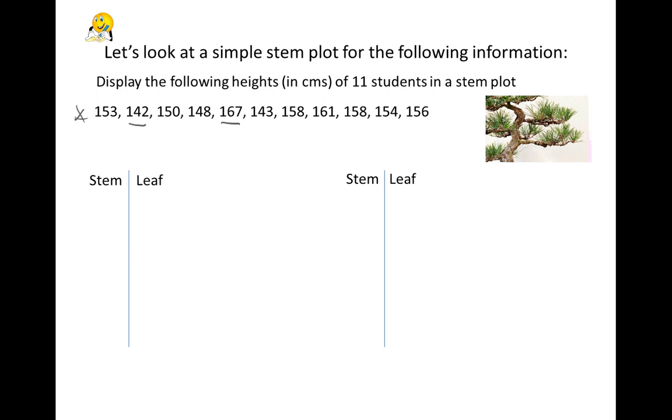Now the leaves that are in this section here are only going to contain a single digit. In other words, they're going to contain the units value of each height. So for 153, for example, it would only be the 3 that would be in the leaf part over here. The 150 would have to get mentioned in here. So it looks to me like my stem values have to include 140, 150, and 160.